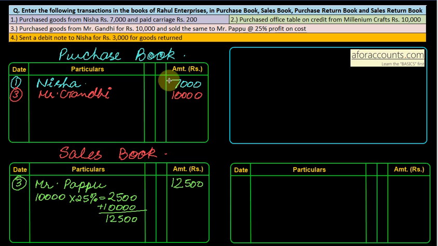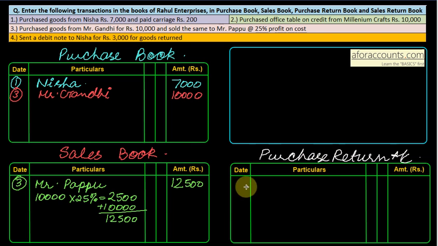Okay. Moving on to the 4th point. Sent a debit note to Nisha for rupees 3,000 for goods returned. See, earlier I had purchased from Nisha 7,000. Okay, and now I have sent a debit note. So debit note means purchase return is being affected. So open the account of purchase return.